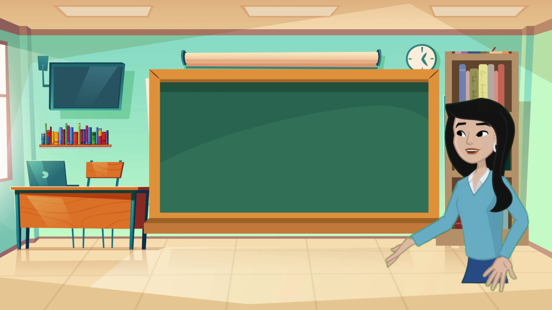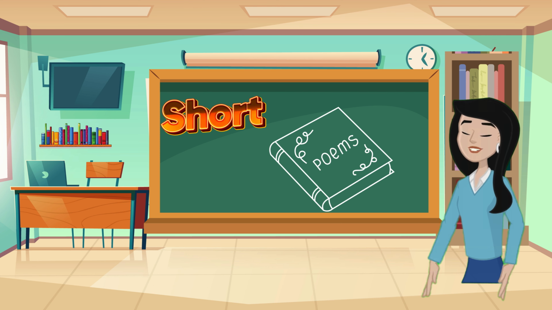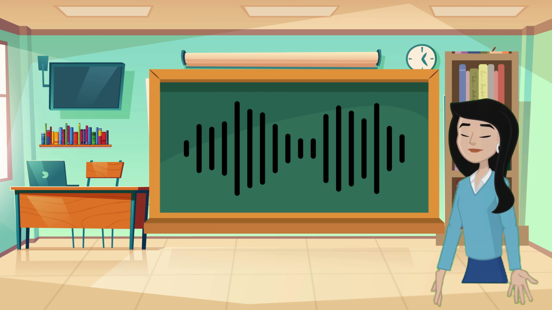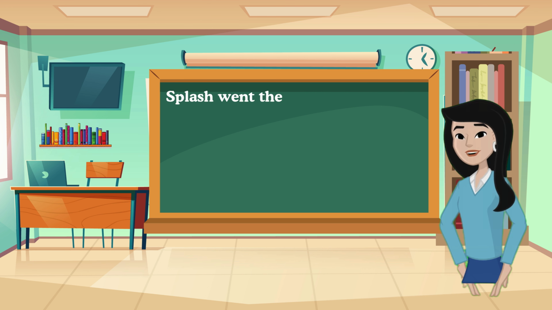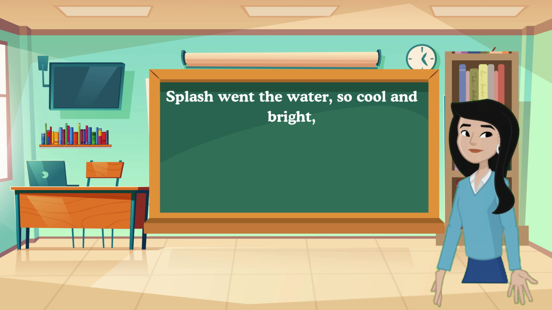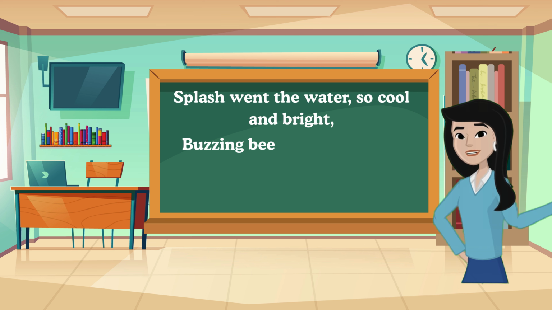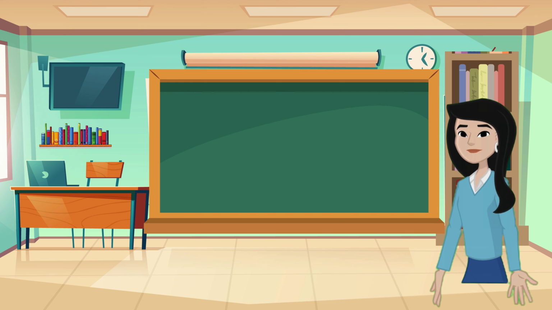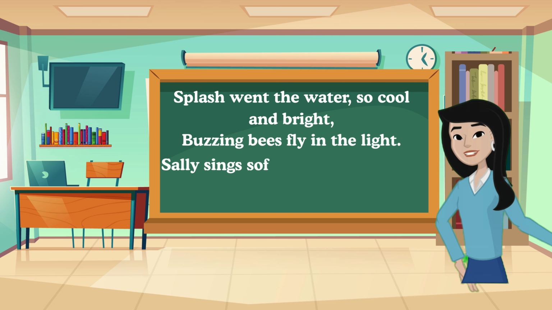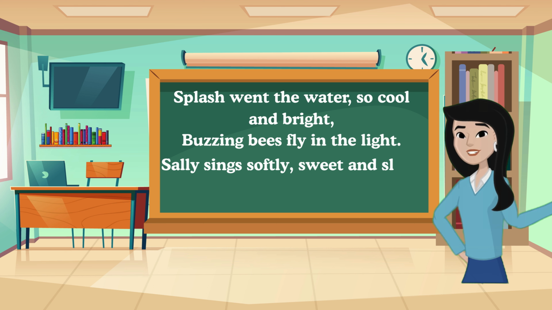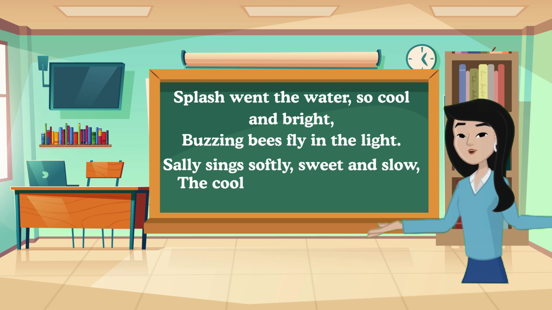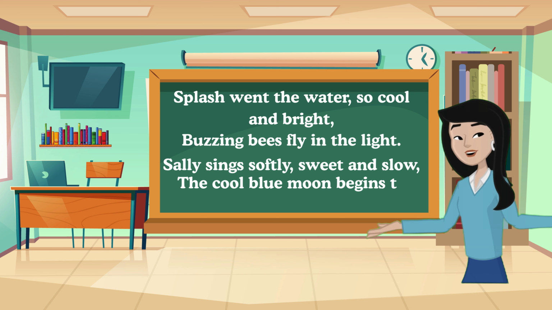Now, let's read a short poem and find the sound devices in it. Splosh went the water, so cool and bright. Buzzing bees fly in the light. Sally sings softly, sweet and slow. The cool blue moon begins to glow.